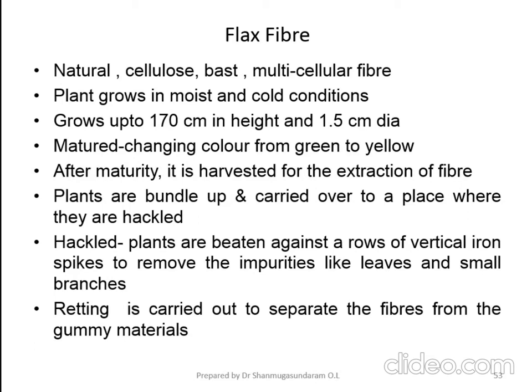Before going to the next slide, I will be discussing the cultivation of flax fiber, how the flax fiber is cultivated. So like jute, flax is an annual plant. The plant from which the fiber is extracted grows in a moist and cold condition. The plant grows up to 170 centimeter in height and 1.5 centimeter in diameter. The plant matures by changing its color from green to yellow. So after maturity, it is harvested for the extraction of the fiber.